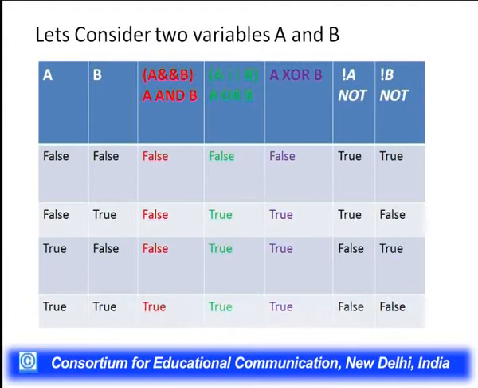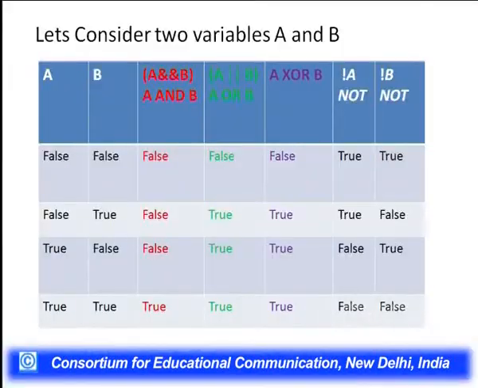Now consider the next state. A is true, B is false. Then in the case of the AND operator, the result is false. In the case of OR, the result is true. In the case of XOR, the result is true. And in the case of NOT A, A is true, so NOT A is false. And B is false, then NOT B is true.